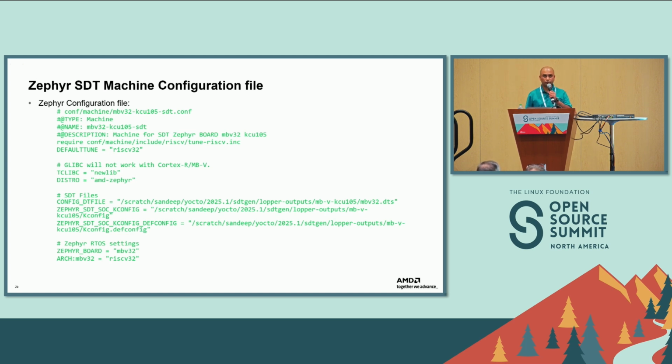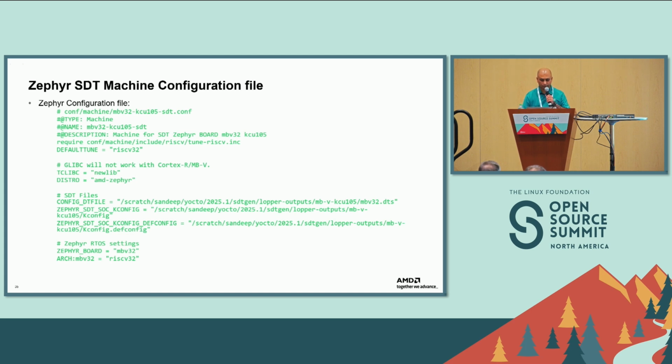You can also use musl in the Yocto project to build the Zephyr applications, but glibc is not supported for Cortex-R and the MicroBlaze RISC-V. And here we use the distro as the AMD Zephyr distro because the Yocto project's meta-zephyr layer doesn't provide the Zephyr LTS3 release.